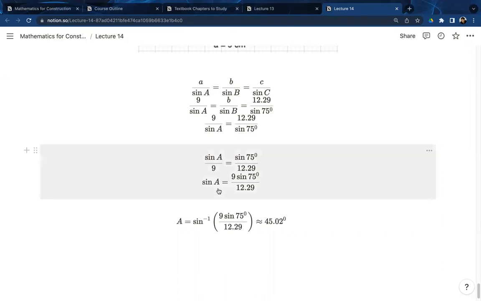And then again, if I know the ratio, because I could find this right hand side, that's the ratio. If I know the ratio and I want to find the angle, you use the inverse sine. So sine of some angle is this ratio. Therefore, the angle is that angle whose sine is this thing here. If you plug this in your calculator, you'll get 45.02 degrees. Right?